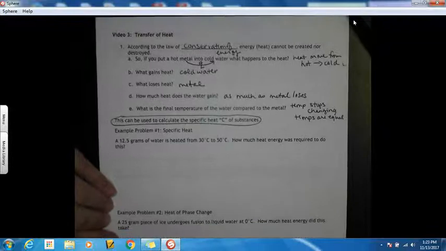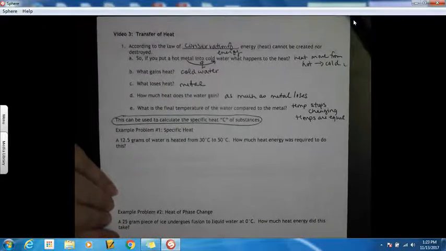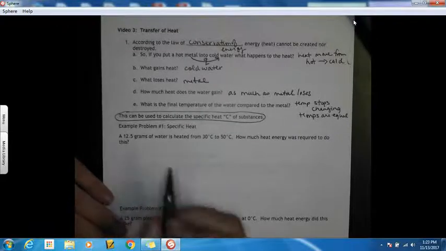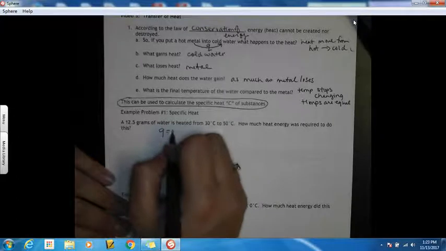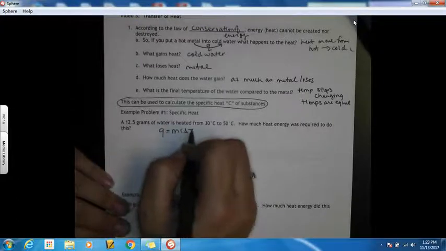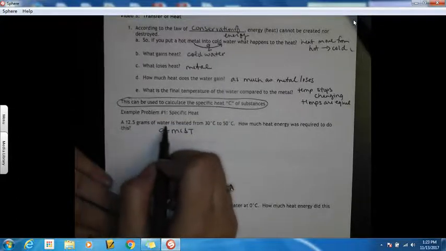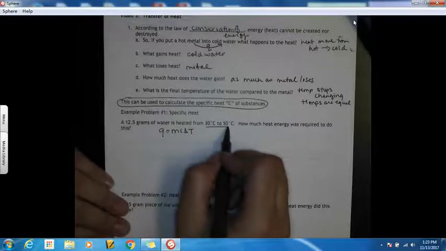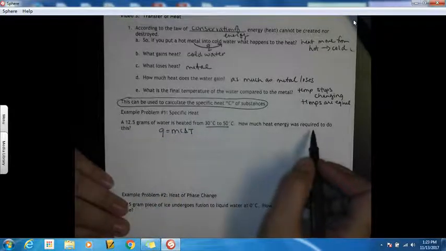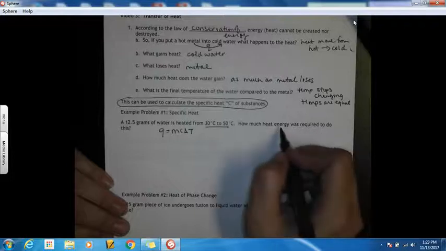So we can use this concept to determine what the specific heat of a substance is. Okay? So yesterday we learned how to use Q equals mc delta T. So let's just review that. Q equals mc delta T. If 12.5 grams of water is heated from 30 to 50 degrees, how much energy will be required to do that? So again, we're looking for the energy.